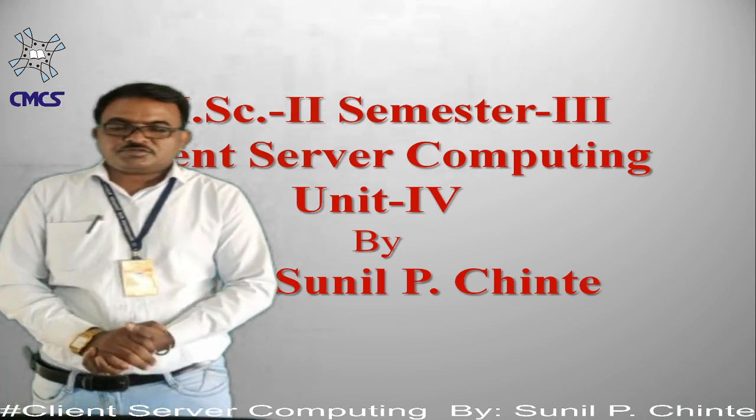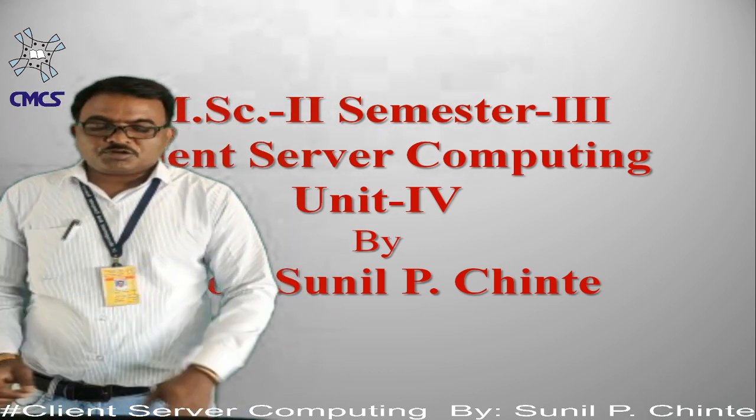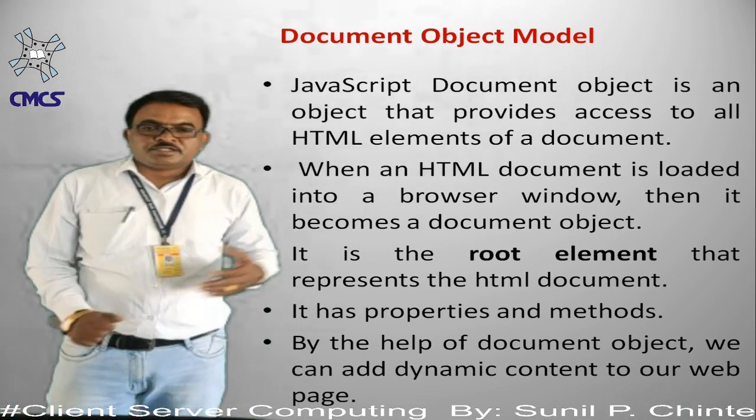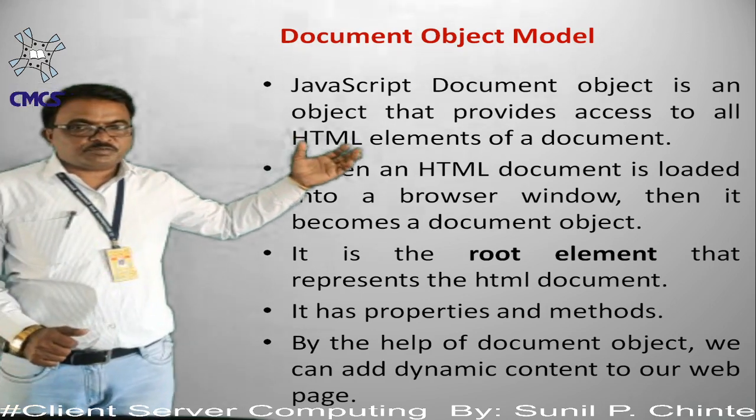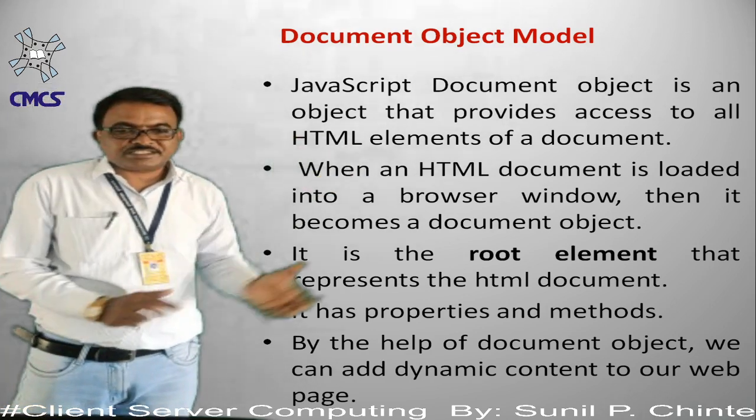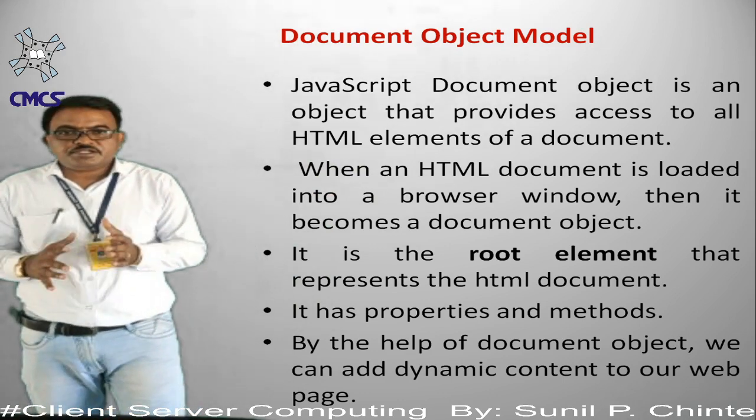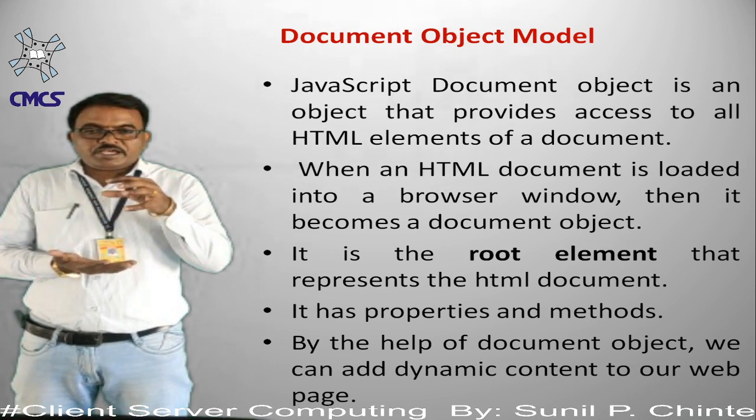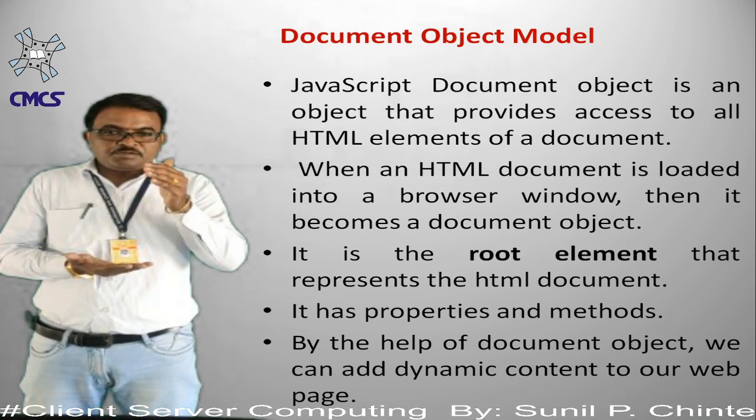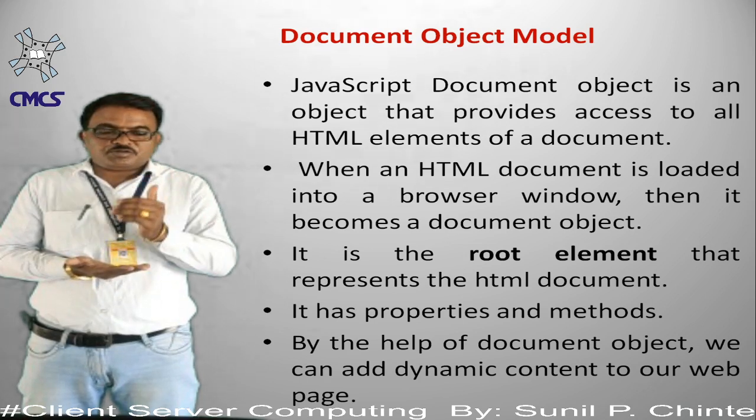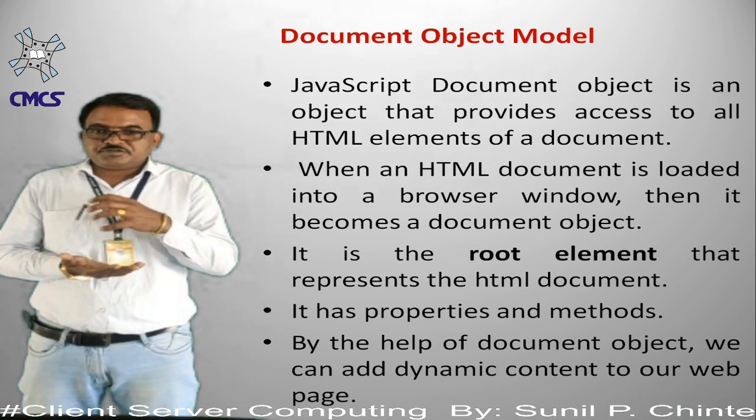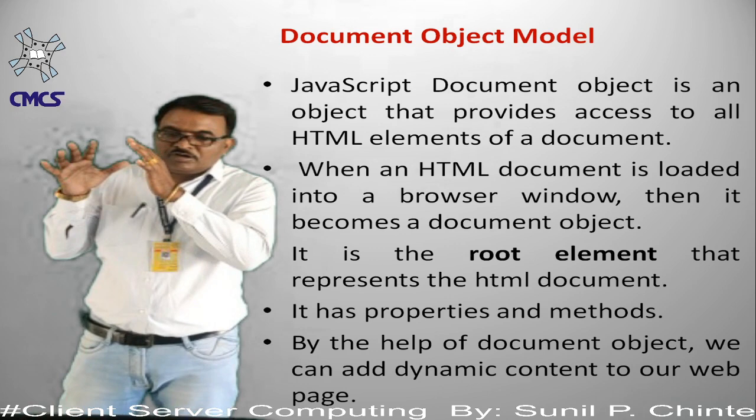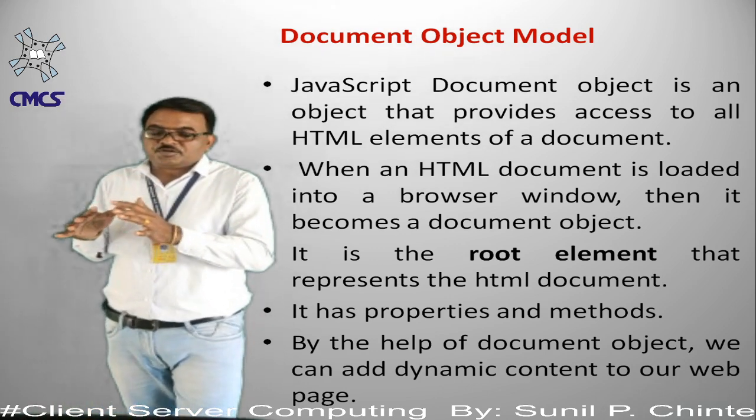In these sessions, we have to discuss the document object. Let's see what is meant by document objects. In JavaScript, the document object is an object that provides access to all HTML elements of the document. Means by using the document object, you can access all the HTML elements available in that document.